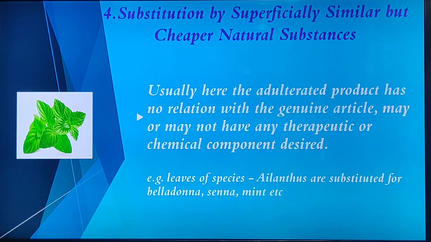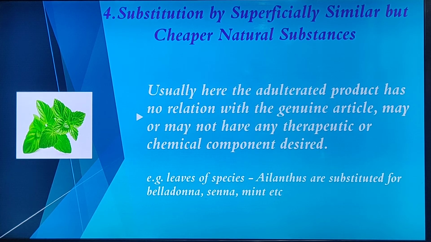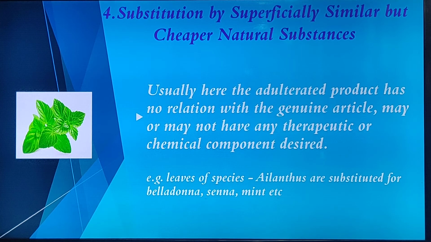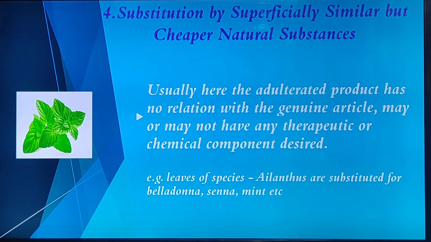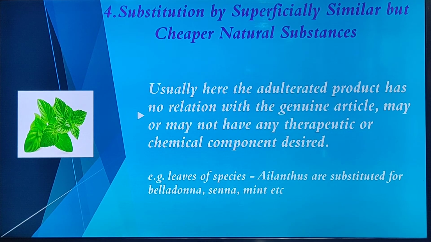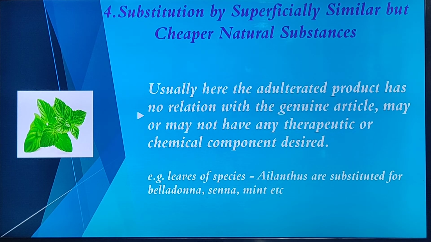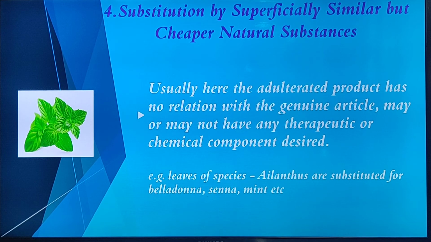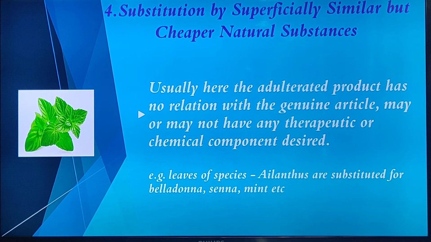Fourth is substitution by superficially similar but cheaper natural substances. Usually here the adulterant has no relation with the genuine article. That means the substitute may or may not have any therapeutic or chemical components desired. For example, we can see leaves of species Ailanthus are substituted for belladonna, senna, mint, etc.